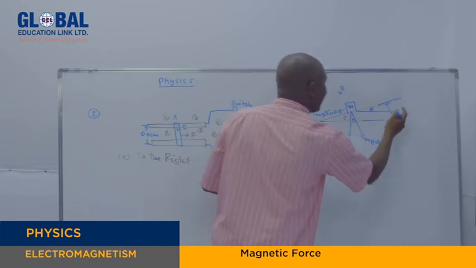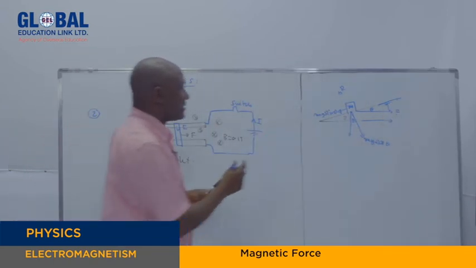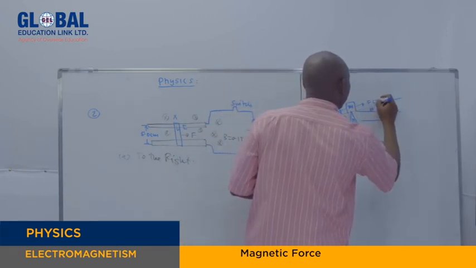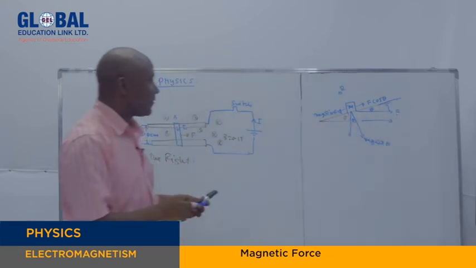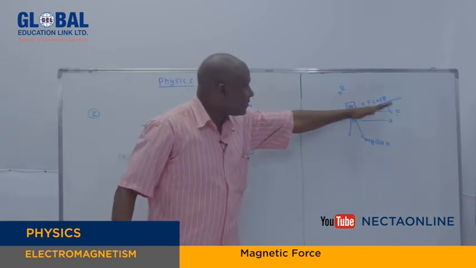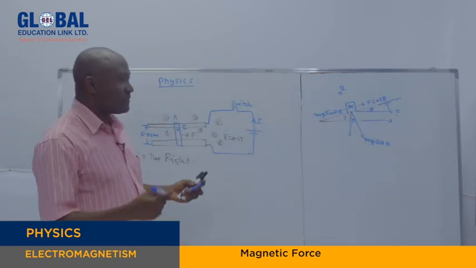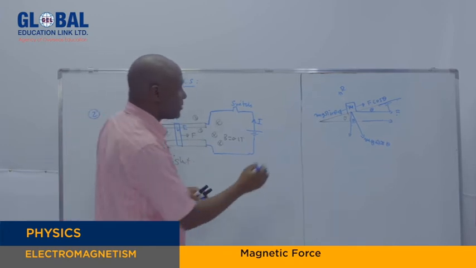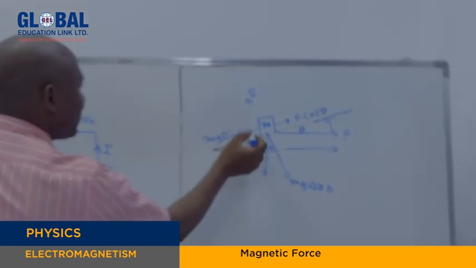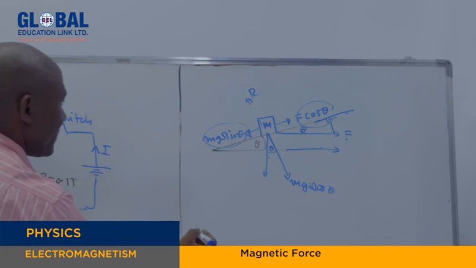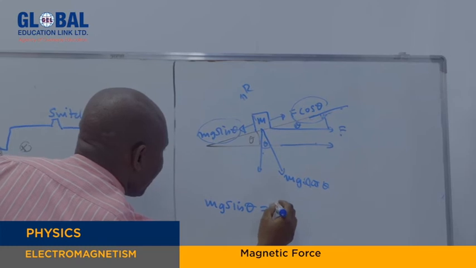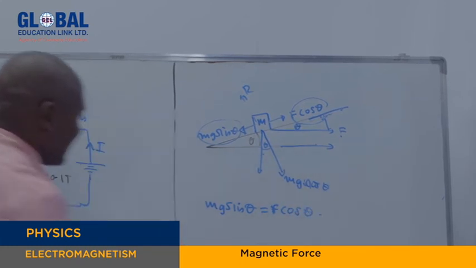So if we resolve that force here, we find that the component of that force along the plane will be F cos theta. And from the principle of mechanics, that's how you can resolve. From there, we are told that the bar X will remain at rest. So the forces that make it remain at rest are the two: mg sine theta equals F cos theta.